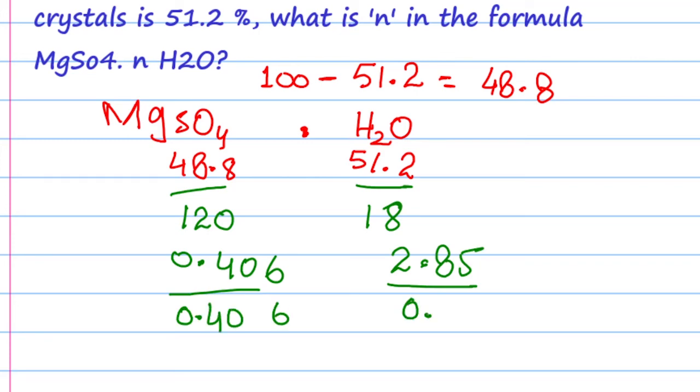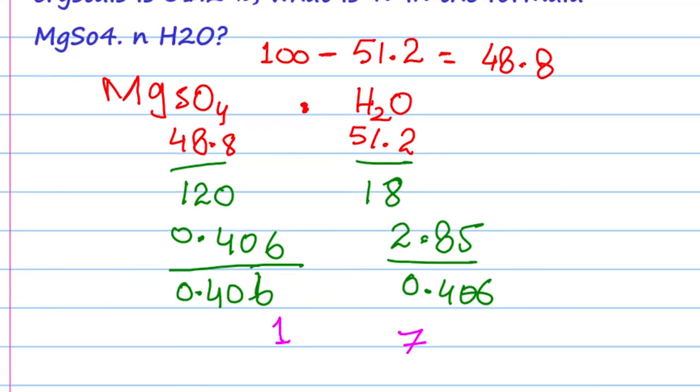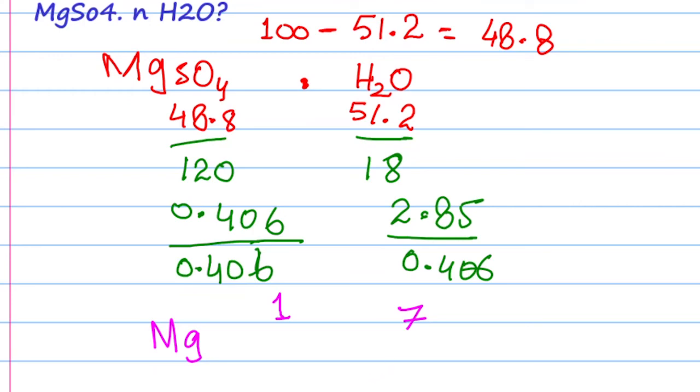So after dividing both of these values by 0.406, we will get the answer: 1 for MgSO4, and for water the answer will be 7. So by the end we can write it like this: MgSO4 dot 7H2O.